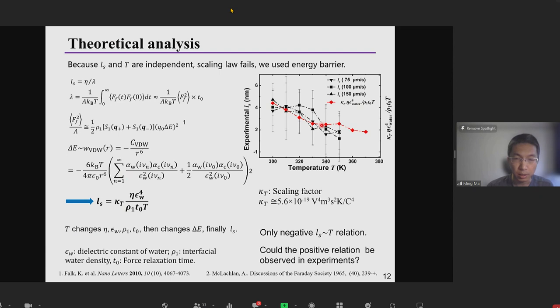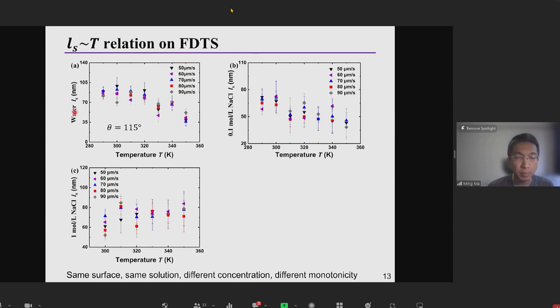And because indication shows that this somehow has something to do with the wetting properties, we further measure the dependence of the slip length for water on FDTS. And this is a hydrophobic surface with a contact angle of about 115. And here, we first found the same decreasing tendency for the slip length versus temperature. But interestingly, if we use solutions inside water, the solute we use is sodium chloride, then at smaller concentration, this is negative, but at a larger concentration, this becomes positive.